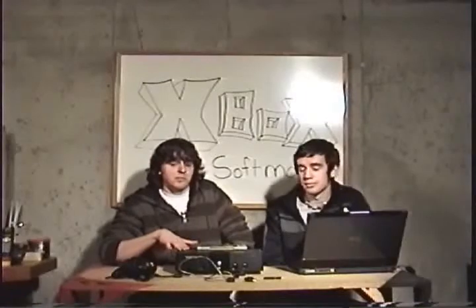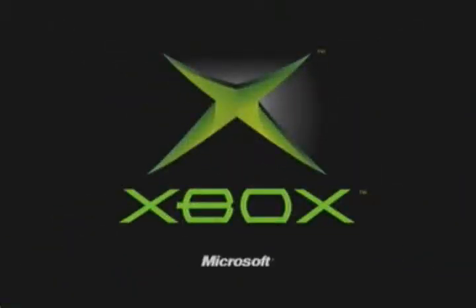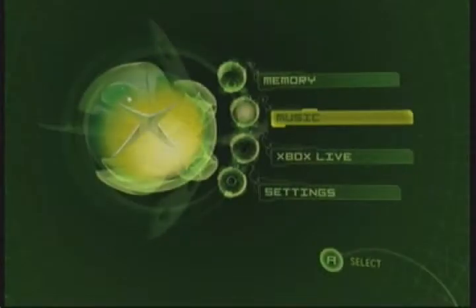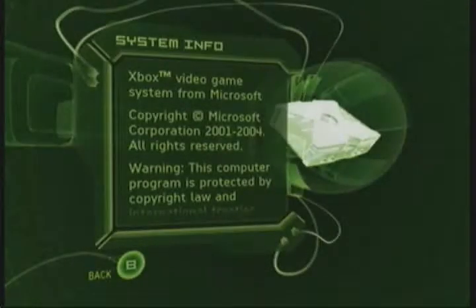What we're going to do is boot up our Xbox and make sure that we have our dashboard completely up to date. To find out your dashboard version, you just go to Settings, scroll down to System Info, and wait till this whole long copyright bit goes through.